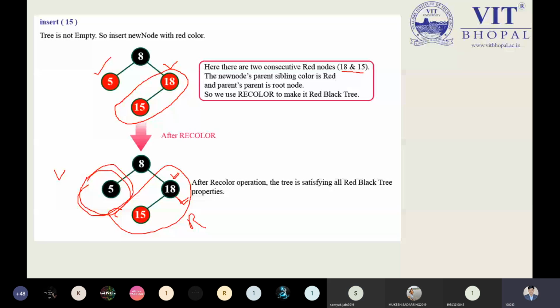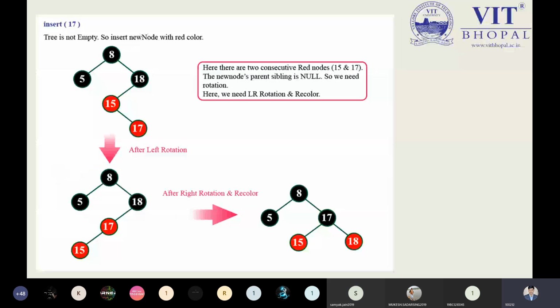Clear. Okay. Now after inserting 17, can anyone explain, after taking 1 or 2 minutes, or should I explain? You can see the image on the PPT in this presentation and explain to me. You can take 1 or 2 minutes if you want to explain. Else, I am here, so I will explain.